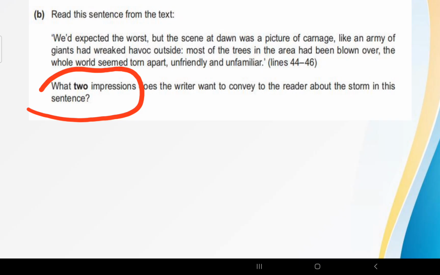When we look for these impressions, we need to look for strong words in that specific text. Now, this word carnage is a strong word for me. Carnage means bloodshed: when something is in great destruction, there is a massacre. In this whole extract, you can have 4 or 5 impressions, but you need to come up with 2 only. For me, I'll go for this word carnage.